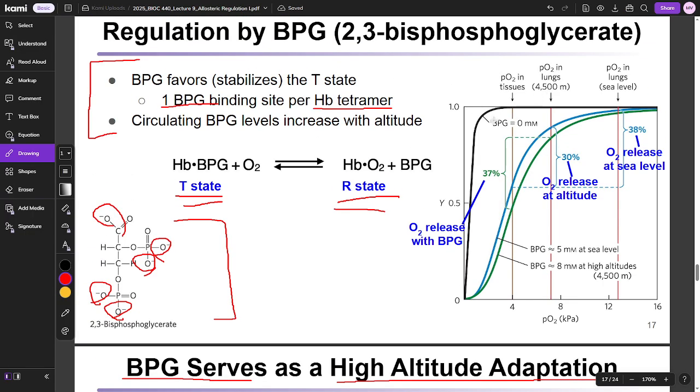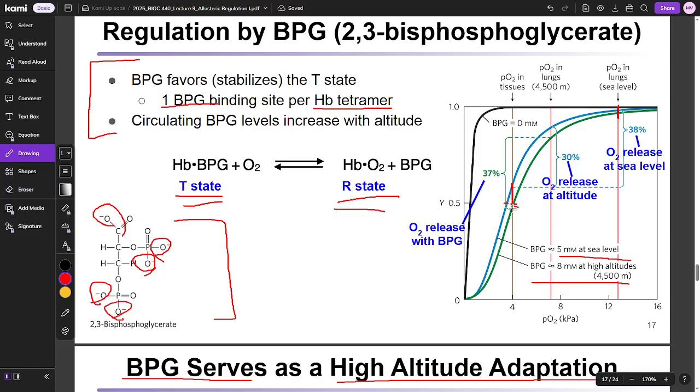Here are some examples of how this works. You can see here at sea level, if you have more BPG, 8 millimolar BPG versus 5 millimolar, see how the curve shifted very slightly. So the affinity is a little bit lower when you have more BPG than if you have less BPG. And the interesting thing is, if you were to take 2 points, let's say you're at sea level for both of these, you're about max in your lungs, and in the tissue, you're about here.